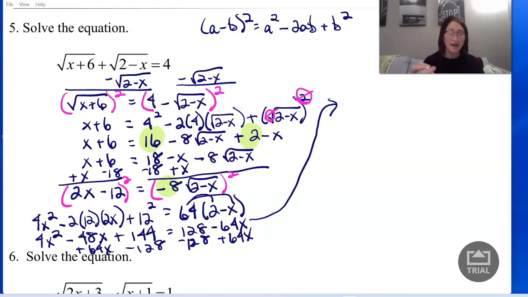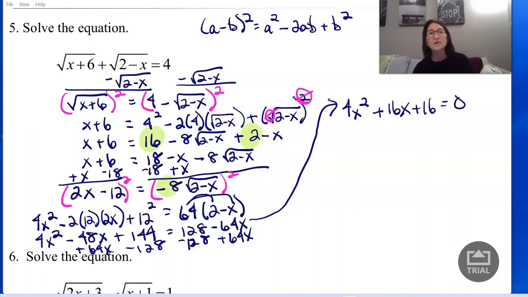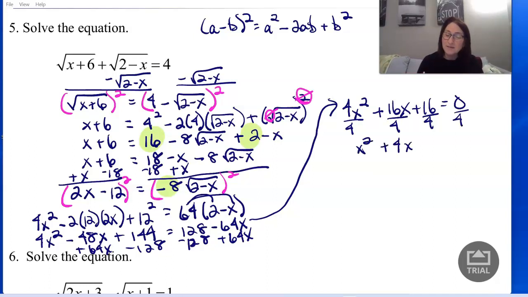I'm going to subtract 128 and add 64x to both sides. So when you do that, you end up with 4x squared plus 16x plus 16 is equal to 0. Lo and behold, I've got a quadratic. But I can actually do something kind of cool. I could divide everything by a greatest common factor of 4, which is going to make this quadratic easier to factor. So then I'm left with x squared plus 4x plus 4 equals 0.